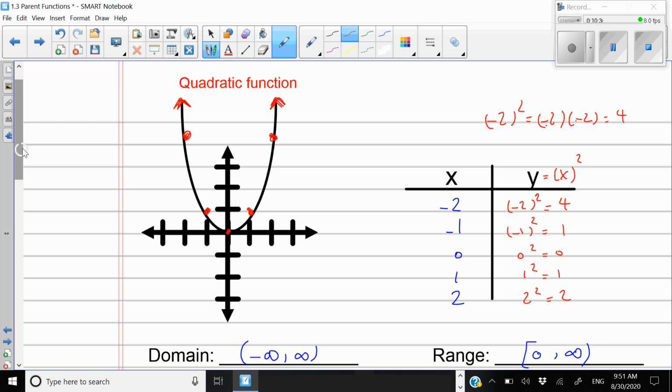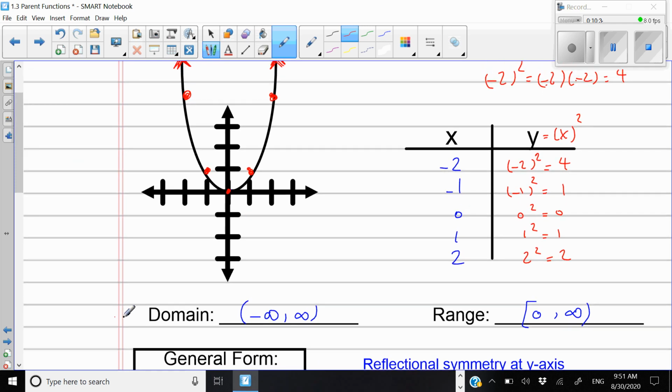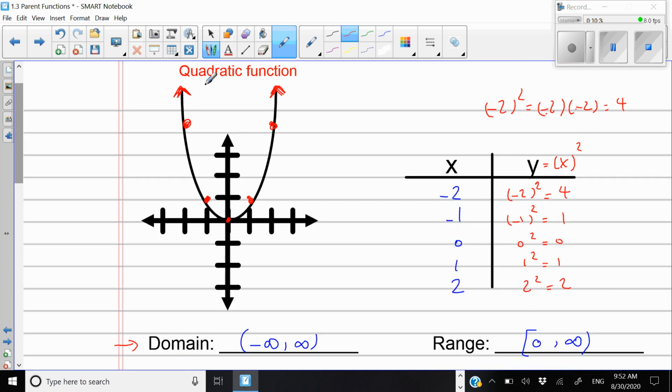Okay, now let's find the domain and range. For domain, I move from left to right. Because I see that there's an arrow on two sides, that means it's continuing to increase from the right side and go to the left side. And so all the x values are being covered by this graph. We don't have any restriction. So from negative infinity to positive infinity, all the x values are covered.